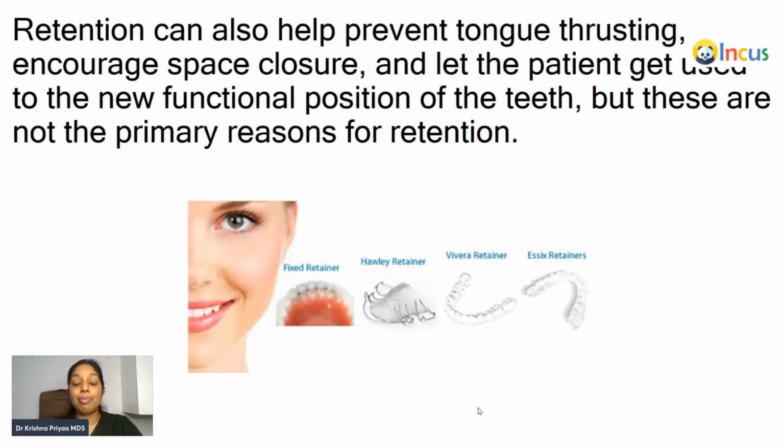Retention can also help prevent tongue thrusting. Retention can help prevent it, but if you do not remove the cause, then even though you give the retention, the cause will in turn bring the malocclusion back. So the cause should be eliminated first, followed by orthodontic treatment, followed by retention, which keeps the habit at bay.